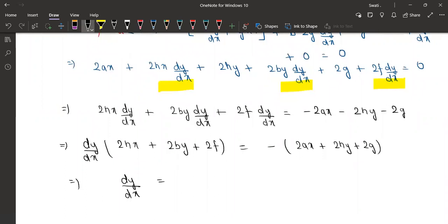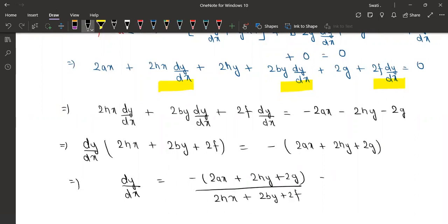So if you shift it to the other side, it will get divided, right? So writing this term as it is, minus 2ax plus 2hy plus 2g, and then shifting this particular expression on the other side, of course, it will go in the denominator, 2hx plus 2by plus 2f. Now, of course, I can take 2 common from the numerator. So I'm left with ax plus hy plus g. And I'm taking 2 common from the denominator as well. So it is hx plus by plus f. Of course, this and this will get cancelled.